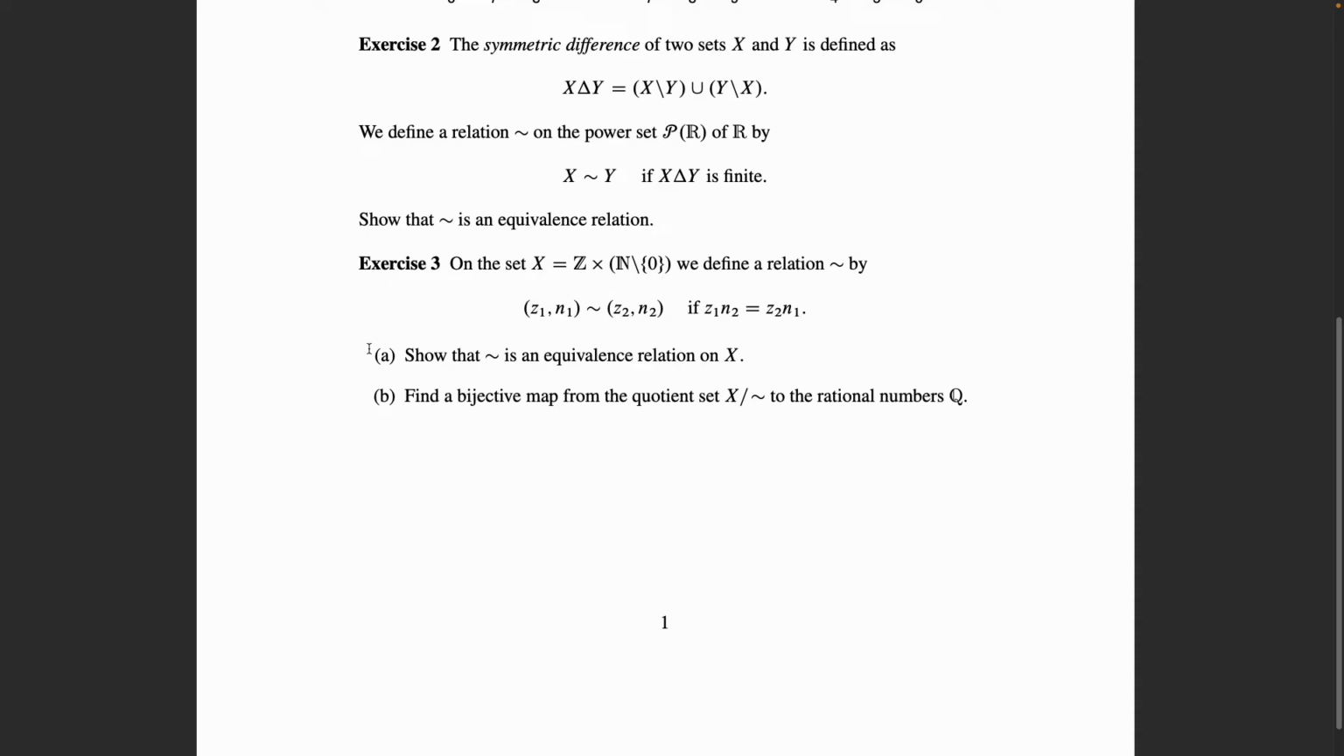And you're supposed to show first that this is in fact an equivalence relation. And yeah, perhaps you already see what's going on with these pairs of numbers here, but in part B of the exercise, you have to find a bijective map from the quotient set of this equivalence relation to the rational numbers. Okay, so this means you can actually identify the quotient set with the rational numbers.